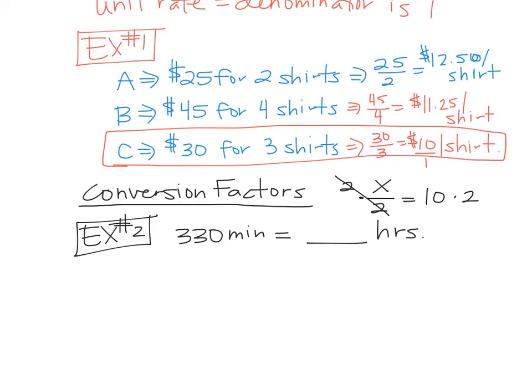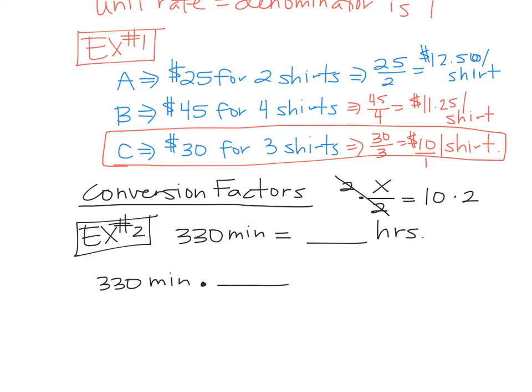So here's what we do. We take 330 minutes. Is that a numerator or a denominator? It's a numerator, right? Because technically we could say it's 330 over 1. We don't need to do that, but it's a numerator. It's a number on top in the problem, okay? We're going to multiply by something so that we can cancel minutes and turn it into hours.